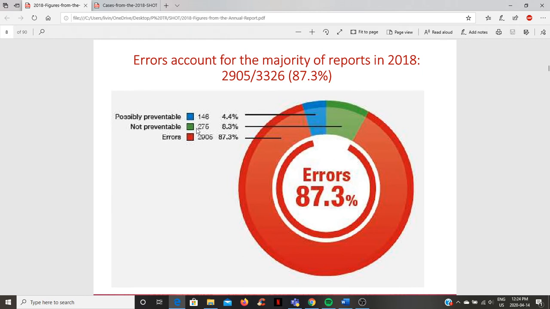87.3%. The green section, not preventable. So some patients do have a reaction and you can't prevent that. Possibly preventable, preventable, another 4.4%. So imagine if we could prevent all those errors from happening. Think about how many reactions would be prevented. That's a little astounding to think about that.